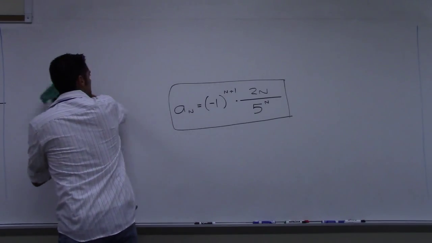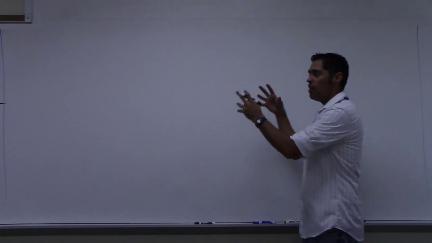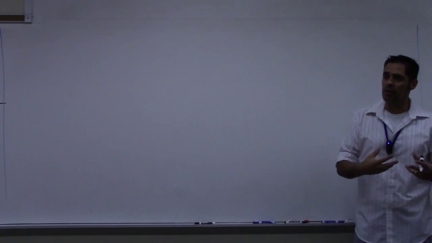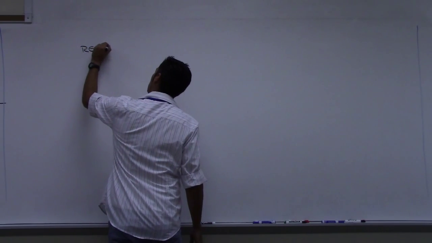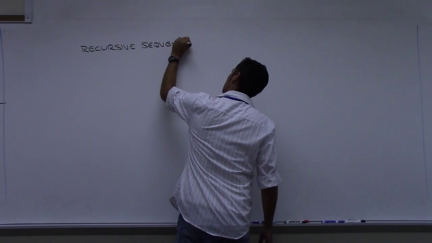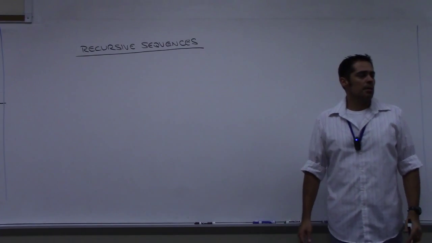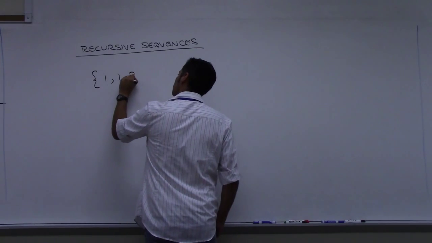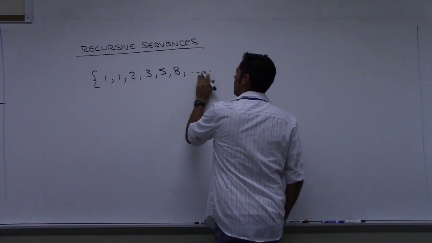All right, now every sequence I've shown you so far, either I've given you the definition and we wrote out the sequence, or I gave you the sequence and you came up with a definition. There are some other types of sequences out there called recursive sequences. And there's a very famous one that you may be familiar with. I'll write it out first.